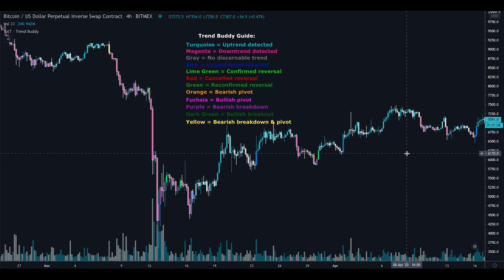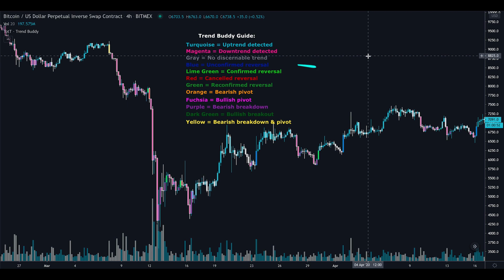Now on the flip side, magenta colored candles imply that a downtrend has been detected. And again, the same premise applies as an uptrend. We want to get in within the first one or two candles that a downtrend is detected, right? So moving on forward, we have gray candles. Gray candles imply that there's no discernible trend. So that means that we can't use them for our decision-making tools. So again, we might have a downtrend followed by some gray candles. Well, all that implies is, hey, we don't really know if it's going to reverse or continue. So you don't want to use that in your decision-making.